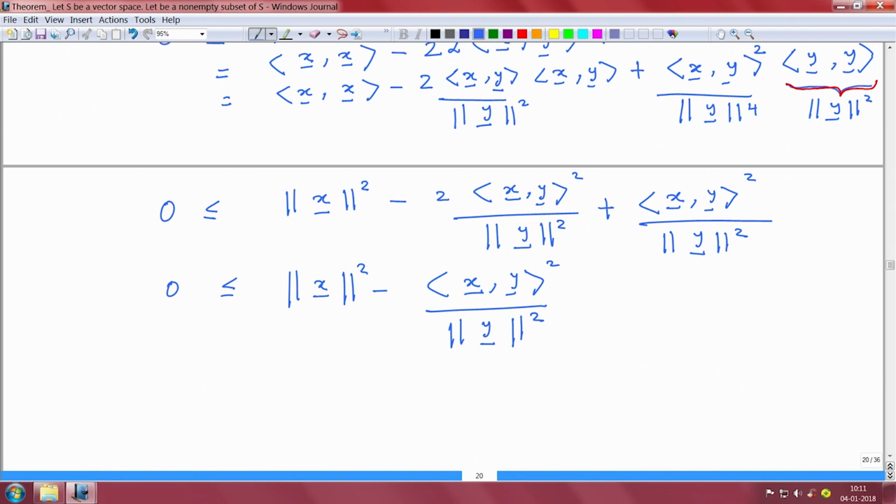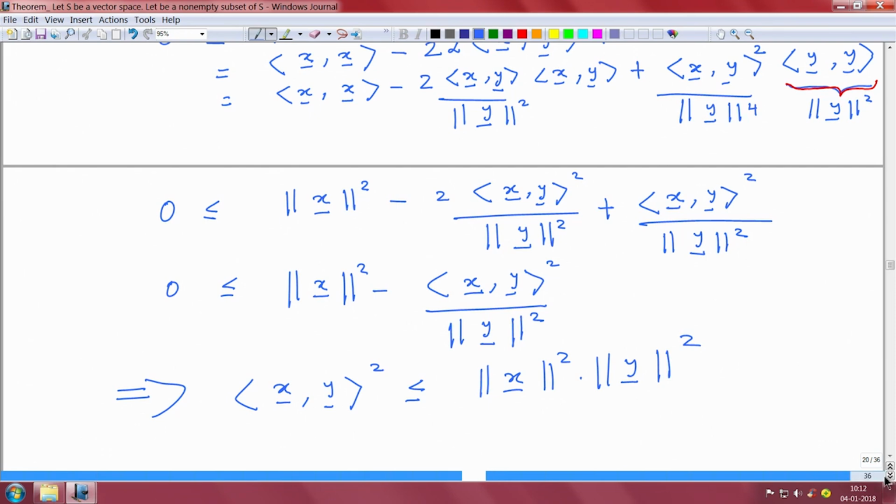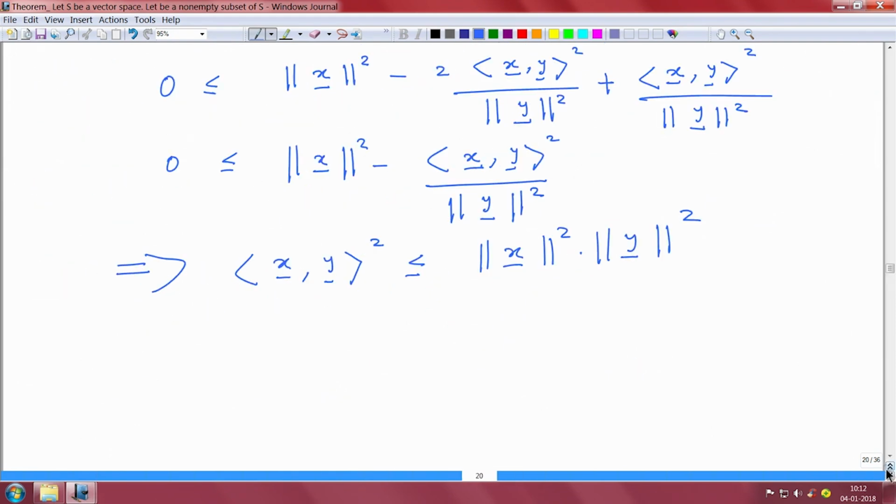So, I think this is what we had to establish. This implies that the inner product of x with y squared is less than or equal to norm of x squared times norm of y squared, and this holds with equality if vector x is alpha times vector y. And this is a very important inequality, and this is called the Cauchy Schwartz inequality.